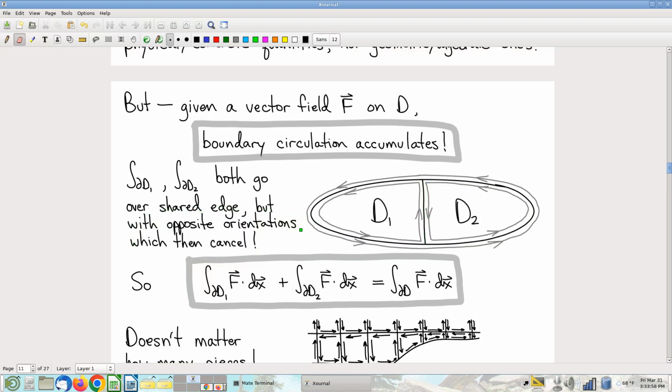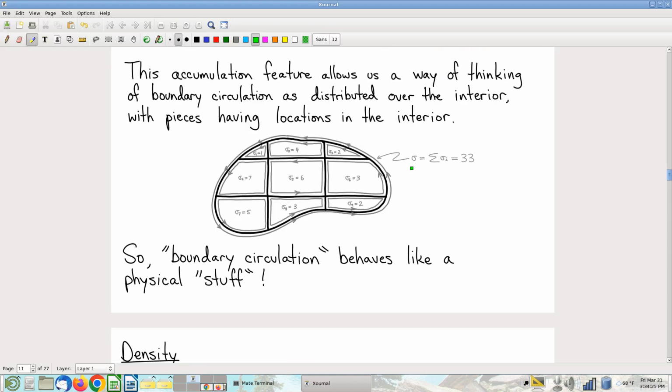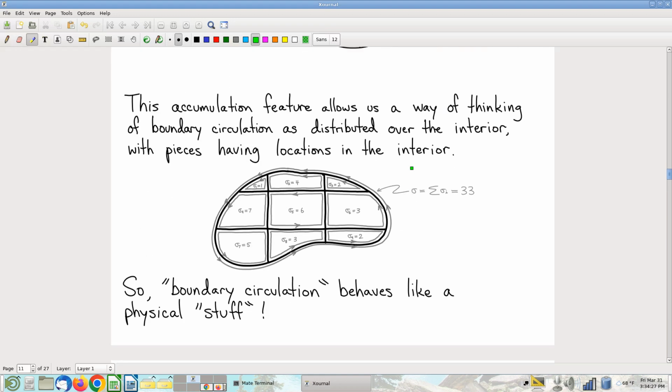Okay, so boundary circulation. This is going to be the object of interest. This is the thing we're going to be accumulating. This is going to be kind of like mass, kind of like population. This is the thing we're chopping up into pieces and adding up over our area. So I needed to establish the very non-intuitive fact that it is indeed an accumulating quantity.